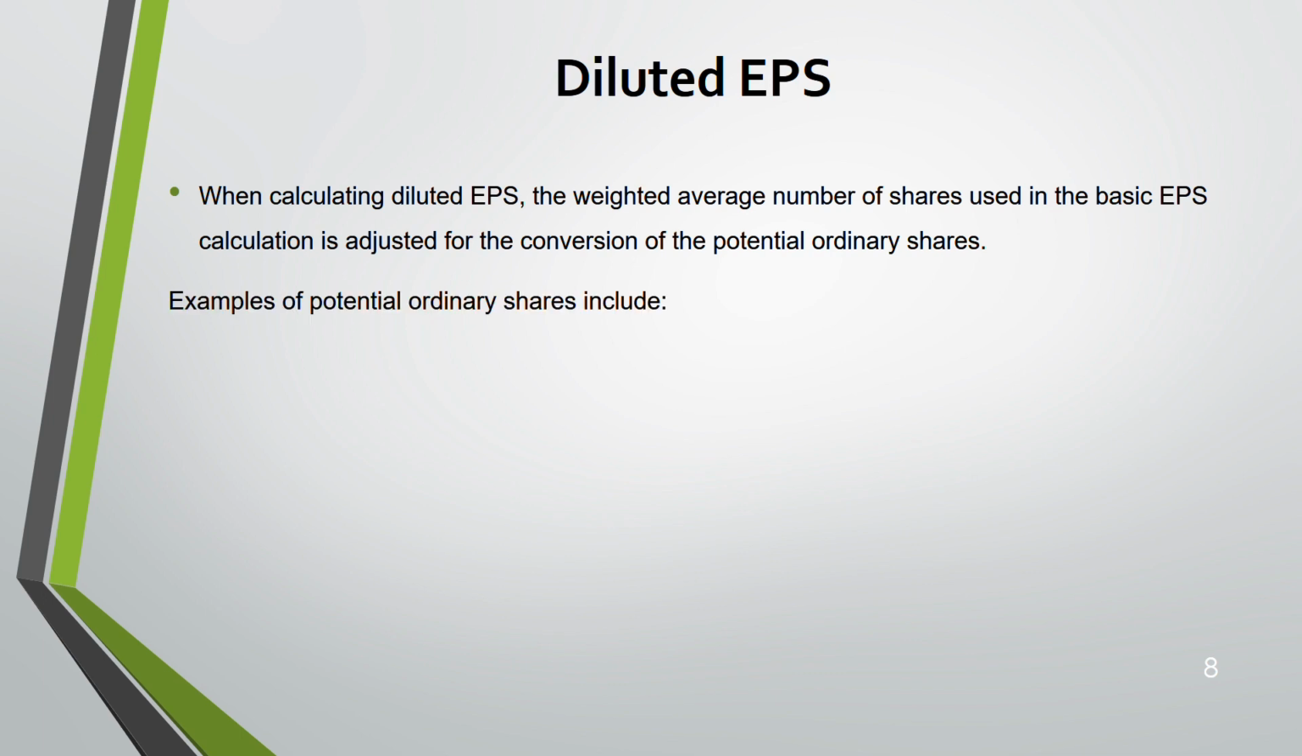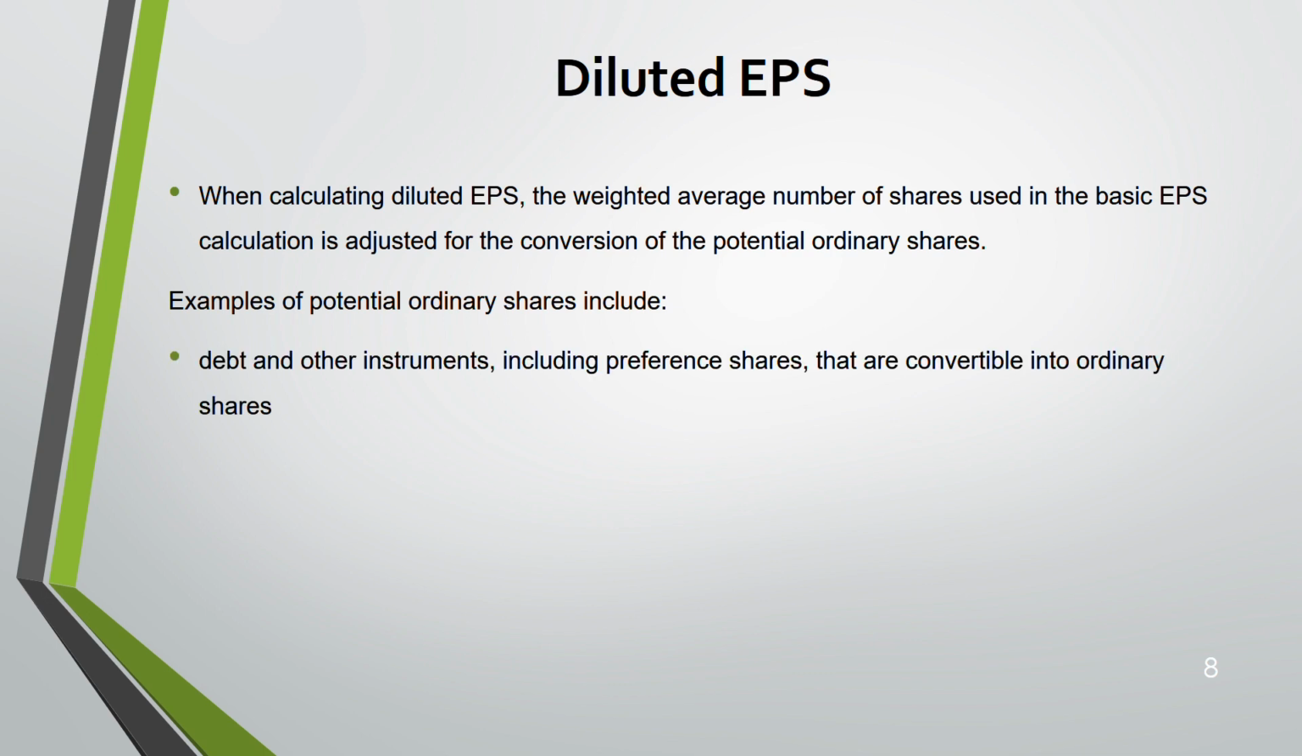Examples of potential ordinary shares. These are some examples of how you can get them. Number one, it could be debt. Debt that is convertible into ordinary shares.